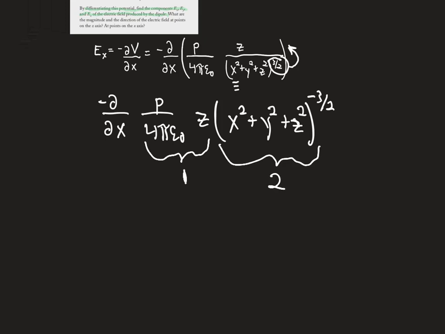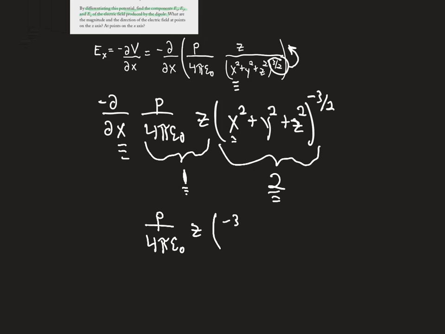And if I want to take this derivative with respect to x, I can see that all the stuff that's in the first part has no x's in it. So it's just a constant as far as this derivative is concerned. So I can take the first, and I write that down, first element, p over 4 pi epsilon naught times z, times the derivative of the second piece. So the second piece has an x in it. So I need to take the derivative of this, and I can use the chain rule to do that.